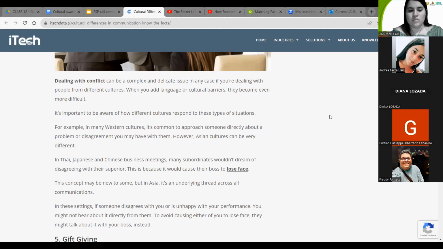In Thai, Japanese, and Chinese business meetings, many subordinates wouldn't dream of disagreeing with their superior. This is because it will cause their boss to lose face. This concept may be new to some, but in Asia, it's an underlying thread across all communications. In these settings, if someone disagrees with you or is unhappy with your performance, you might not hear about it directly from them. To avoid causing either of you to lose face, they might talk about it with your boss instead.